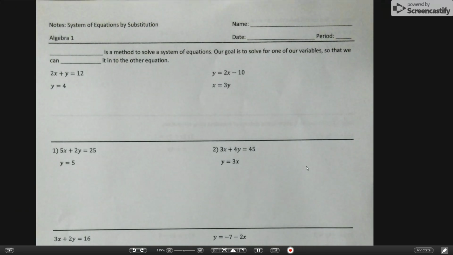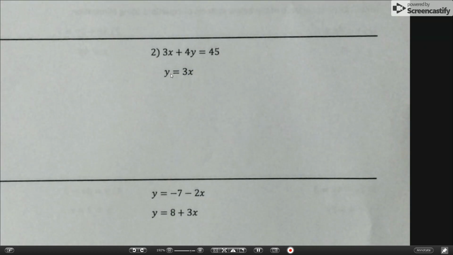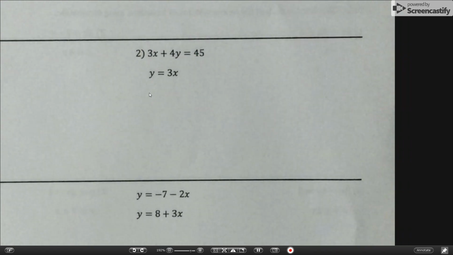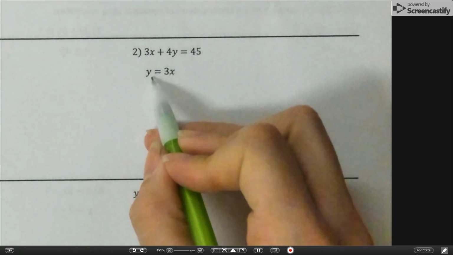To solve a system of equations using substitution, we usually have an equation here with two variables on one side of the equal sign and then one variable on the other side. And then we have a second equation where one of the variables is by itself. It doesn't have to be specifically x or specifically y. It's just that one of those variables is going to be by itself on one side of the equal sign.